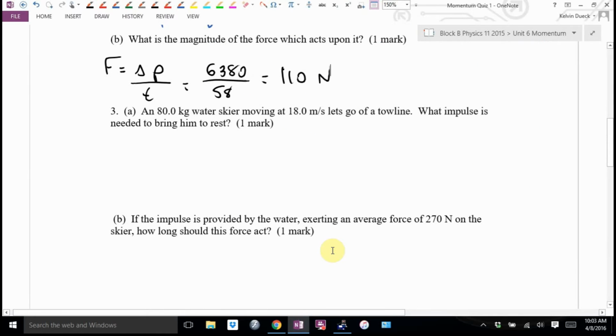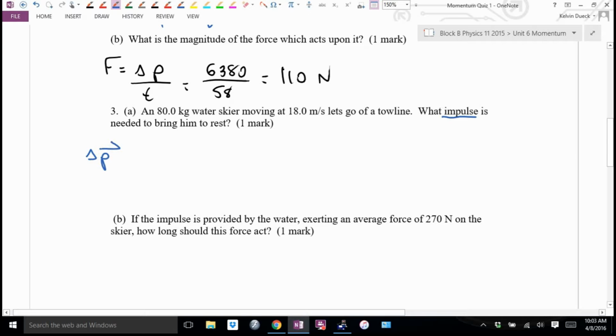Number 3, impulse. What's another word for impulse, James? Wants me to find the impulse. What's another word for impulse? I got to be fussy, not momentum. Change in. Just plain old momentum has no impulse. You only have an impulse if your momentum is changing, which means you have to have a final and an initial. So it wants the impulse.